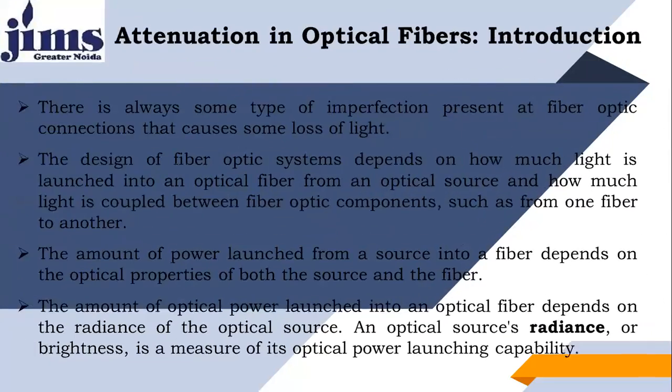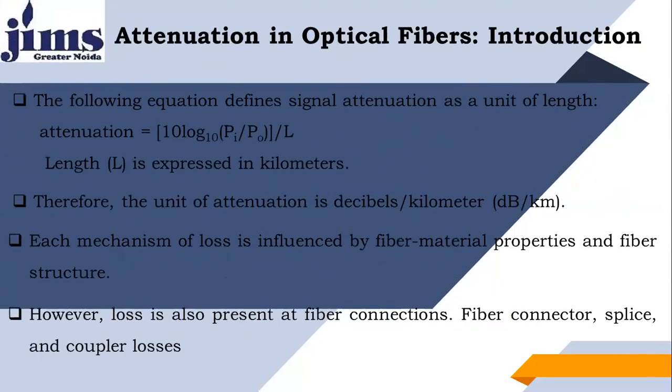And each mechanism of loss is influenced by fiber material properties and fiber structure. Actually, when loss comes into the picture, it is because of the fiber material. Fiber is manufactured from glass and plastic material, and these materials have the property to absorb the light. So absorption comes into the picture because of the material that we use to manufacture the optical fiber.